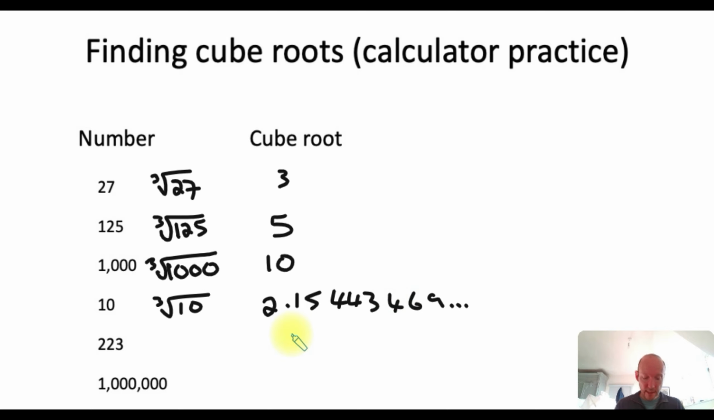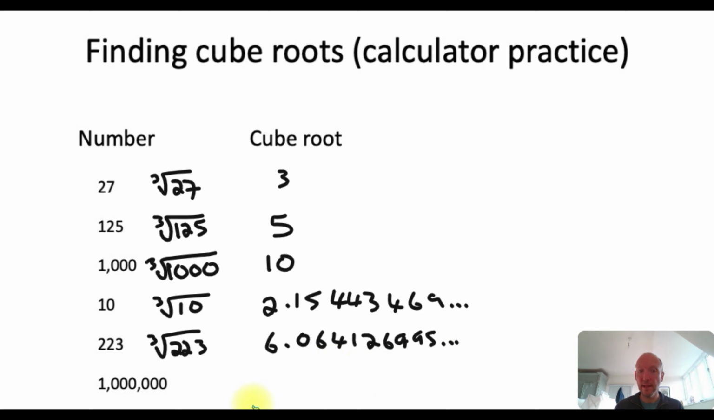Right, so we're going to do the same for cube root of 223. So again, same thing. I'm going to write my cube root symbol in first, type the number 223, and I get that to be 6.064126995. That should be a 9. There we go. Carries on forever.